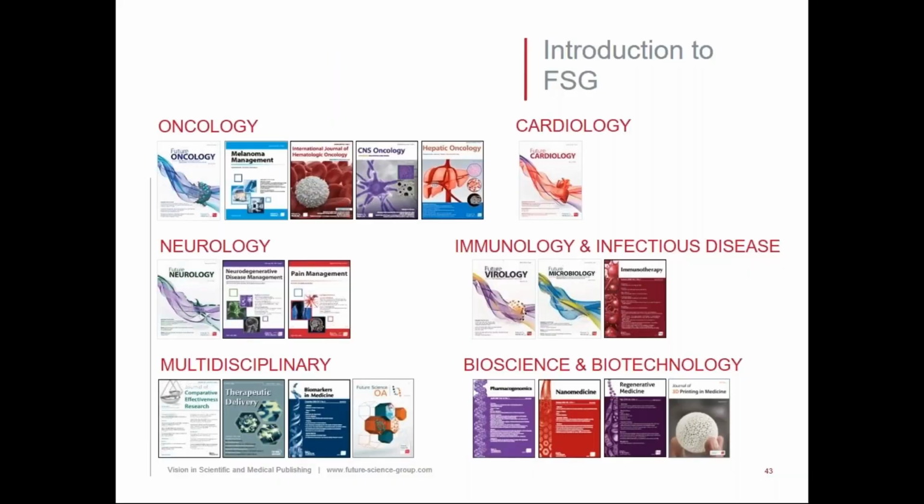So as I mentioned, we publish 35 journals, some of which you can see on the screen now. And they cover a wide spectrum of subject areas. Some of our key areas include oncology, cardiology and immunology, along with specialised biotechnology and bioscience titles in areas such as nanomedicine, regenerative medicine and 3D printing. And we've recently also launched our newest title called the Video Journal of Biomedicine. This is a journal that publishes entirely video article based content.